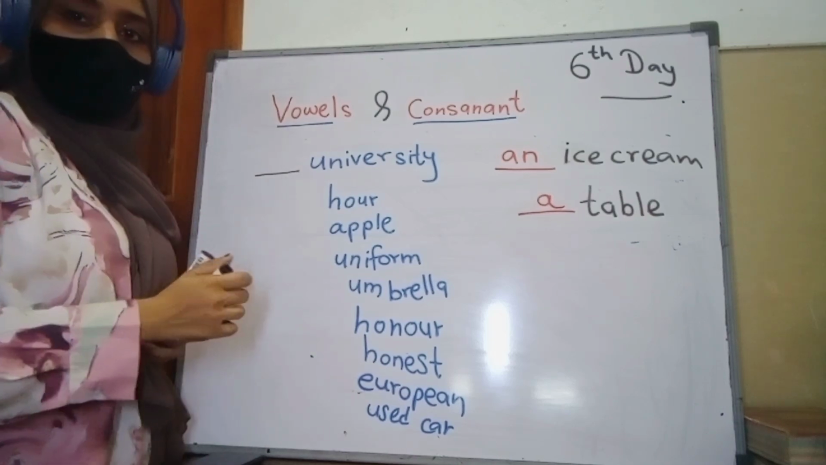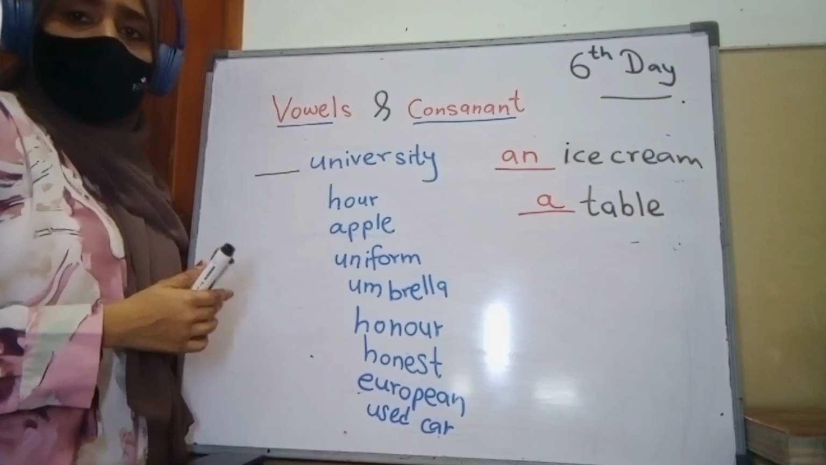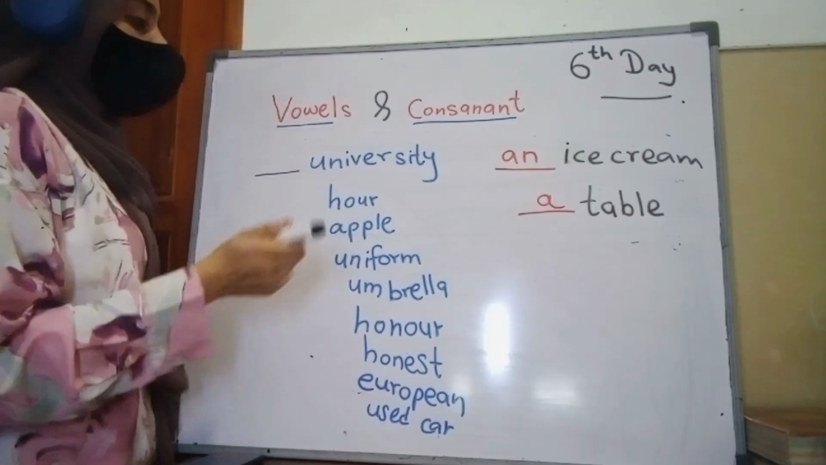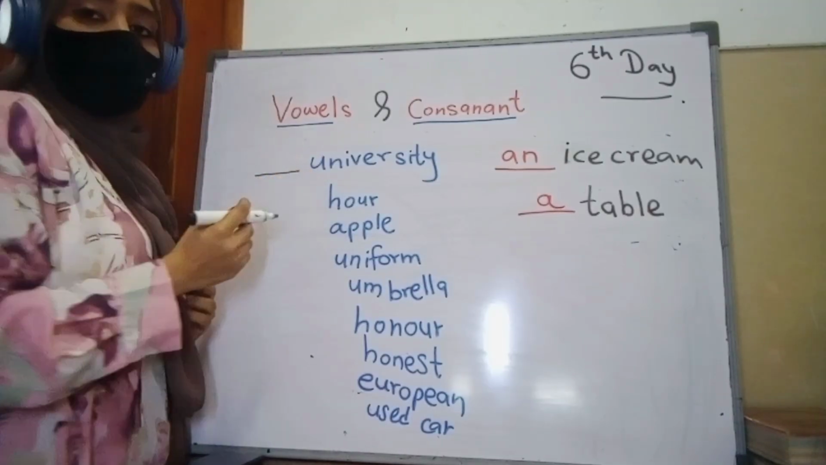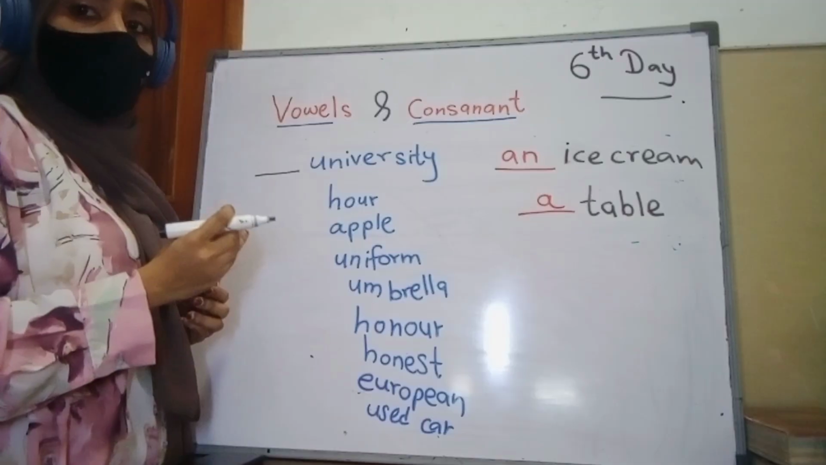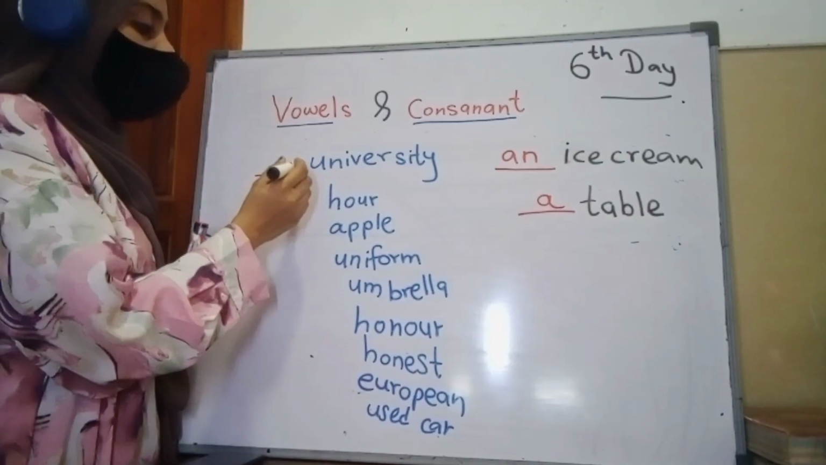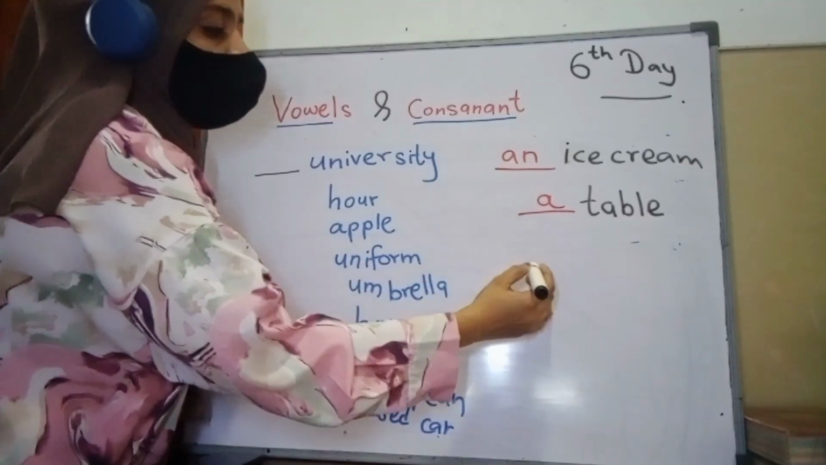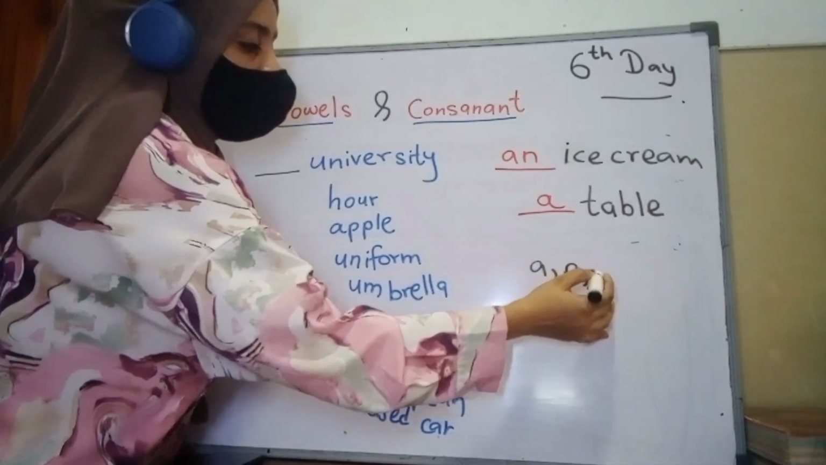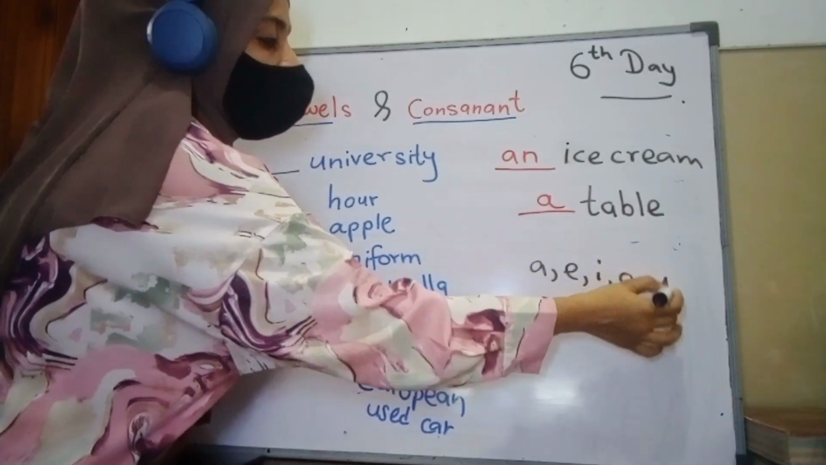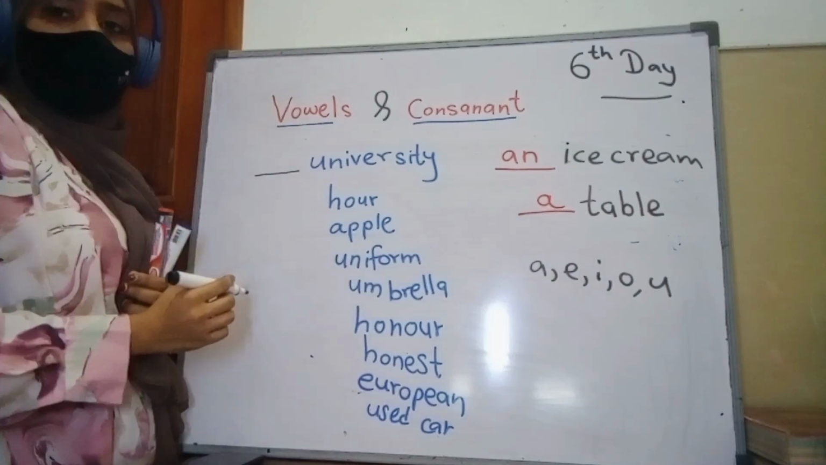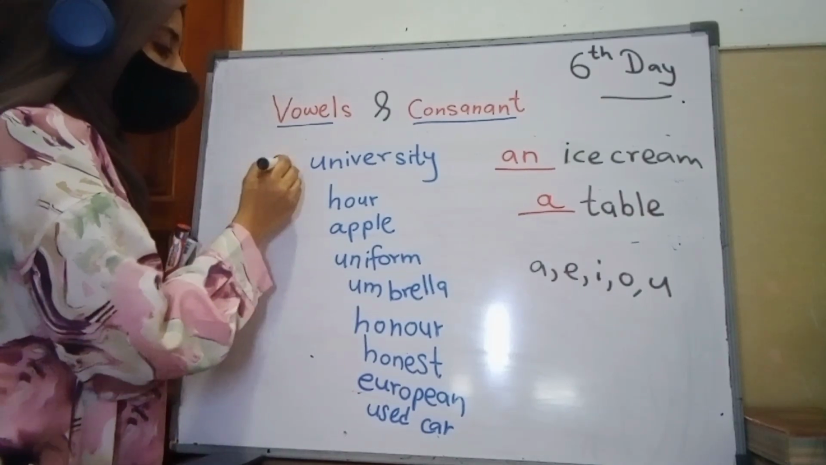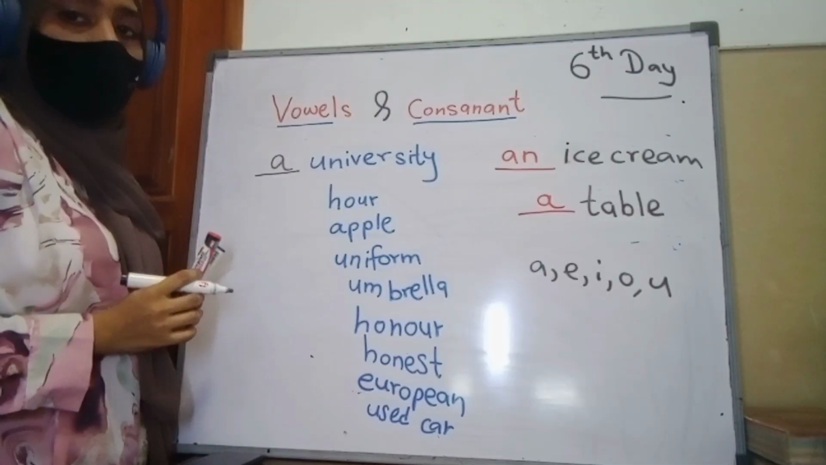University. What is the word? University. This is not an university. This is university. So the sound makes a university, a university. A u sound is coming, not an a sound. Vowels are a e o r. So it is not an a sound here, the u sound is coming. So here it is a university, not an university.